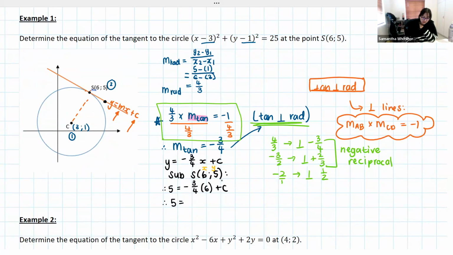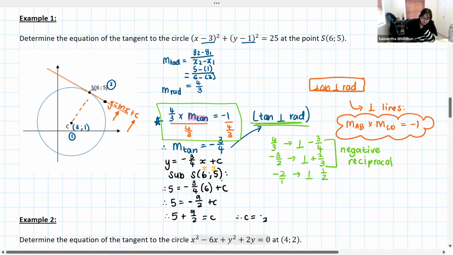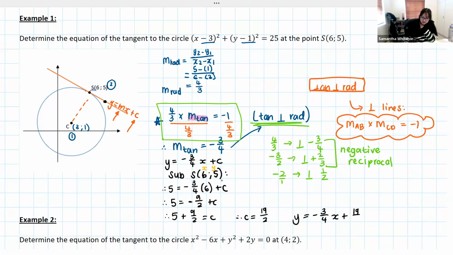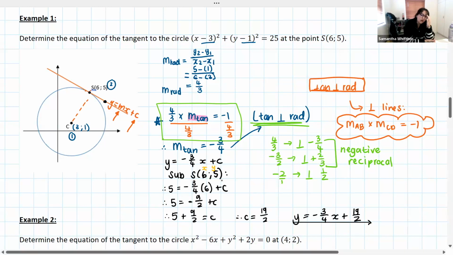So this would be 5 equals -9/2 plus c. Yes, it is 9/2. And then inverse operations, 5 plus 9/2 equals c. So c is equal to 19/2, strange looking 19. Let's try that again. And so now we know y is equal to -3/4x plus 19/2.